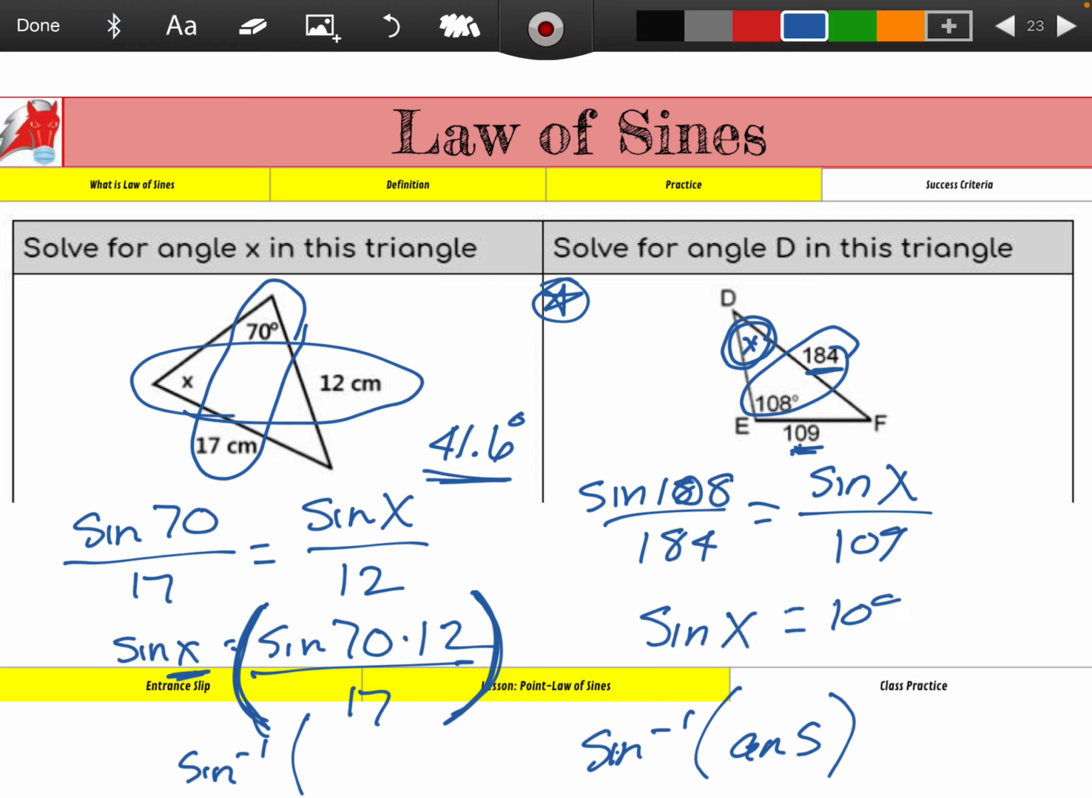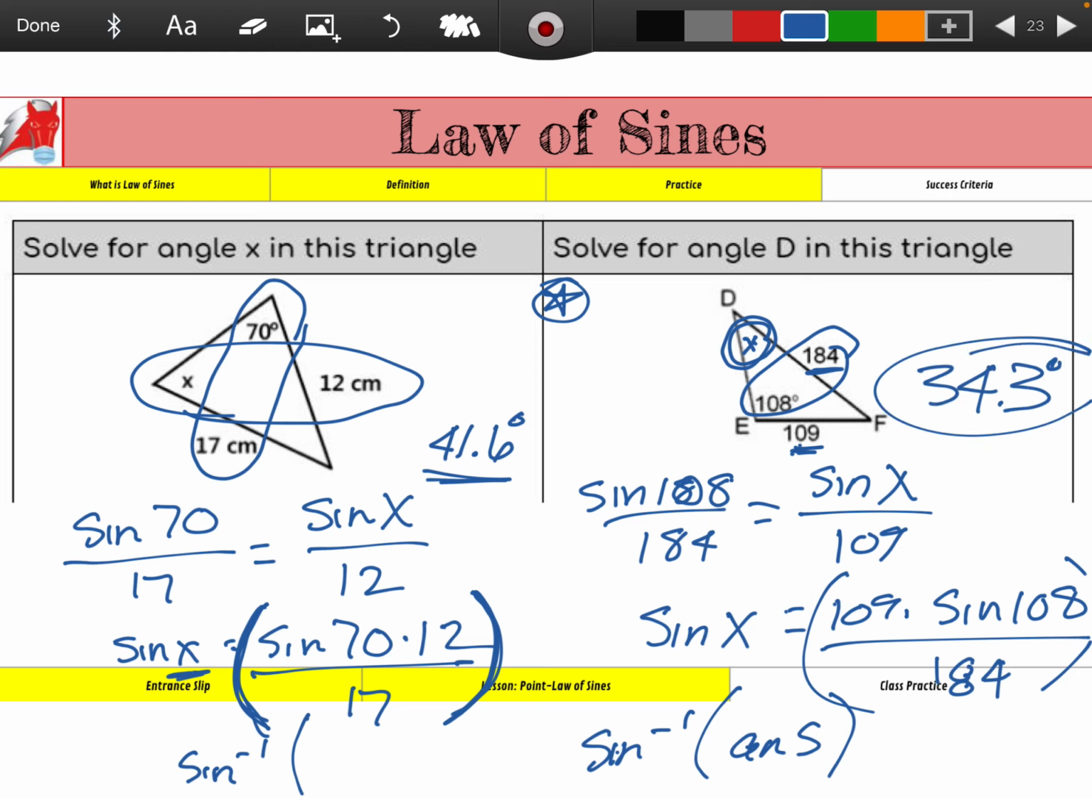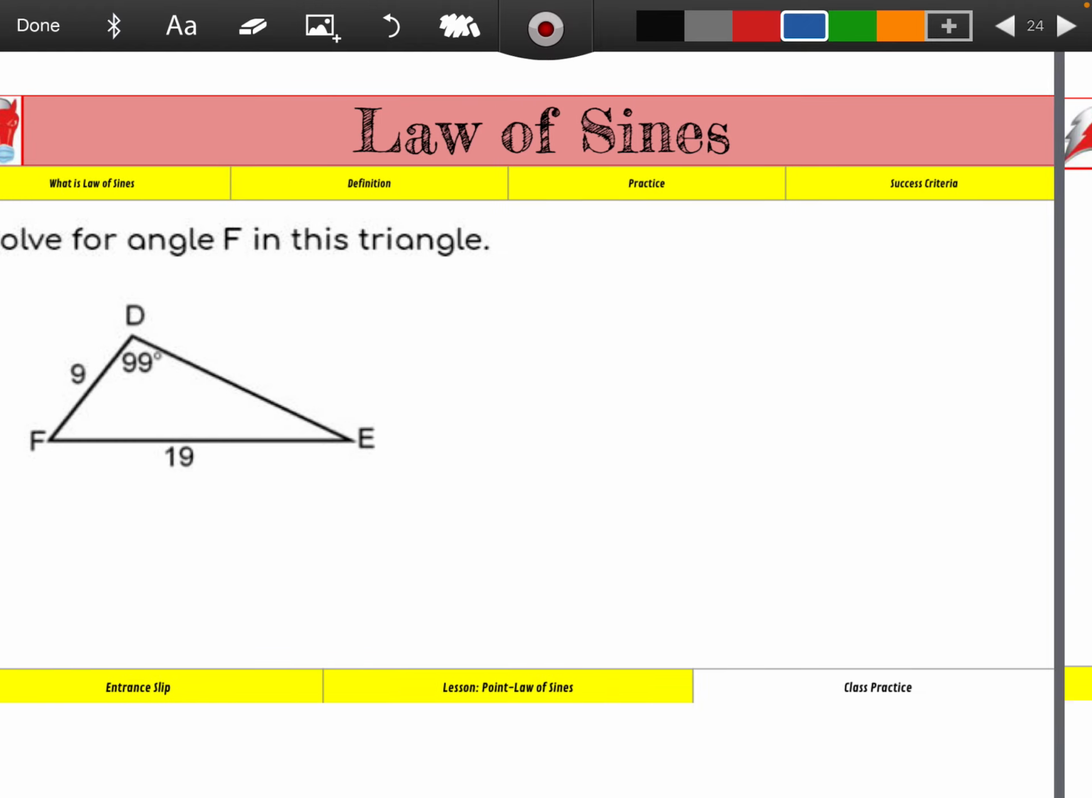So I go 109 times sine 108. That'll all be over 184. This is all sine inversed. Okay, so sine inverse, all that stuff, and I'll end up with 34.3 degrees. Okay, mess around with your calculator. Also, I have some extra videos for you to check out just to make sure that you can get that.